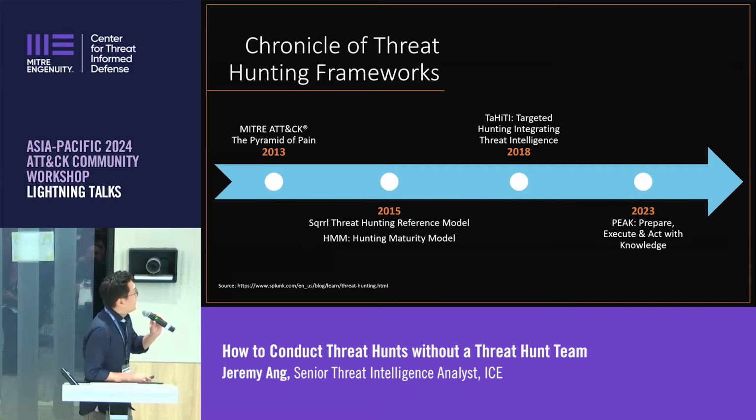So going back more than a decade, the MITRE ATT&CK framework and the pyramid of pain came into existence. Although they are not considered threat hunting frameworks, they actually paved the way for the development of the first threat hunting framework by Squirrel. And this framework follows a hypothesis-driven process, and it also discusses the hunting maturity model, which describes 5 different levels of hunting capabilities and how you can mature them within your organization.